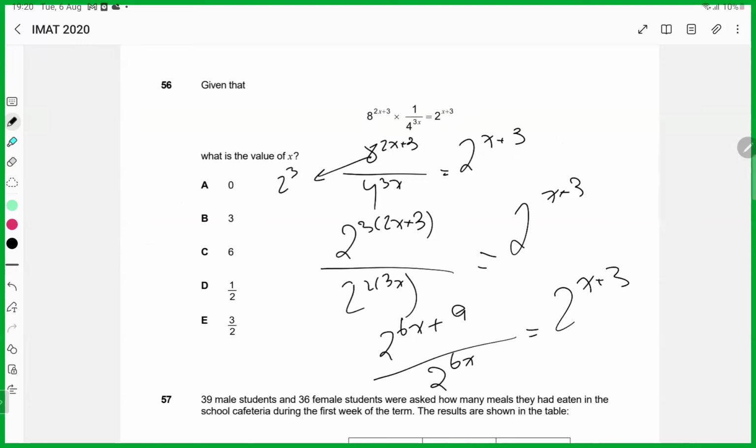Now, if you come to this here, you find out 2 power 6x plus 9. So this can be divided into 2 power 6x times 2 power 9. When you have the same base, you can add the powers. So we have a times between them, and we have 2 power 6x up and 2 power 6x down. So we just delete them. So 2 power 9 equals 2 power x plus 3.